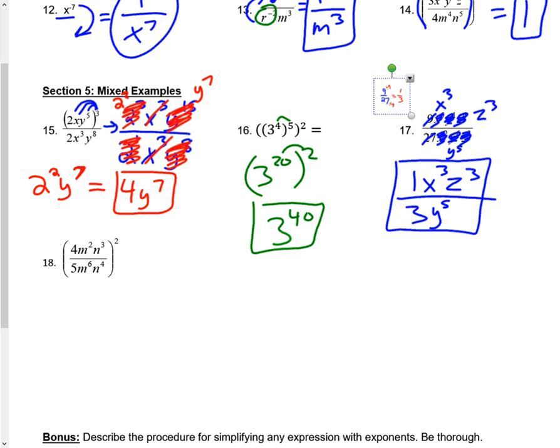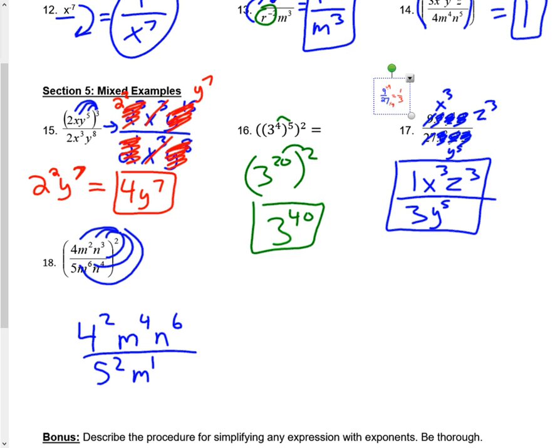Last question, number 18. We've got parentheses. So I'm going to encourage you to get rid of those parentheses. I'm going to distribute to every single part, top and bottom. So I would have 4 squared m to the 4th power, 2 times 2 is 4, n to the 6th power over 5 squared, m to the 12th power, n to the 8th power.